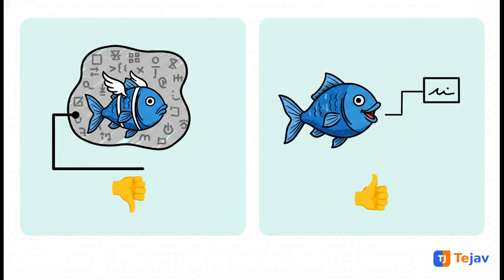And would you look at that difference? It's night and day. Before, our poor fish was stuck with this bloated interface and a totally useless fly method. But after refactoring, the Fish class just implements Swimmable. That's it. It's clean, it's logical, and it only has methods it actually needs. The design just makes sense now.